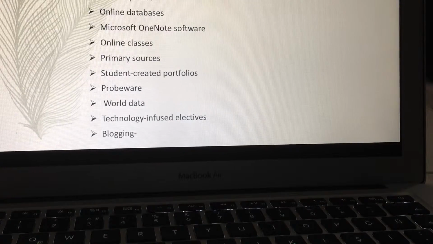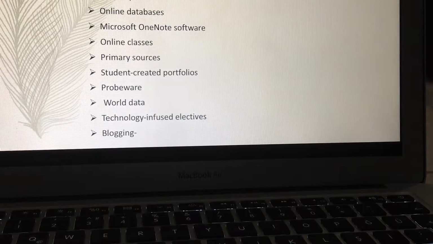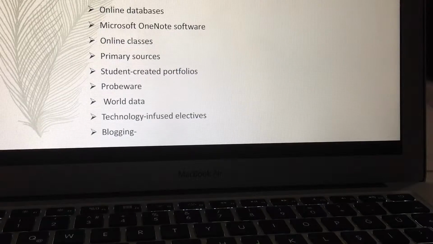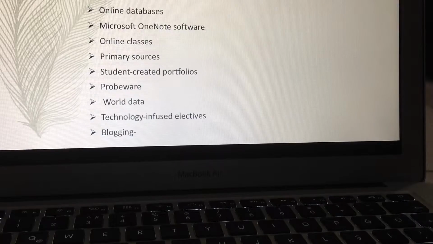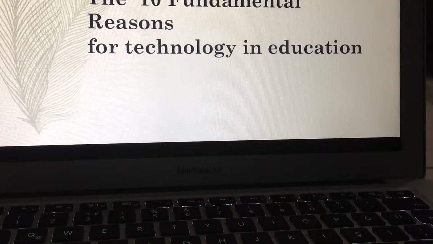So, how do we do more? With online quizzes, databases, Microsoft OneNote software, online classes, primary sources, student-centered portfolios, PowerPoint, Word documents, technology-infused elective lists, and blogging. Let's continue by looking at 10 fundamental reasons for technology in education.